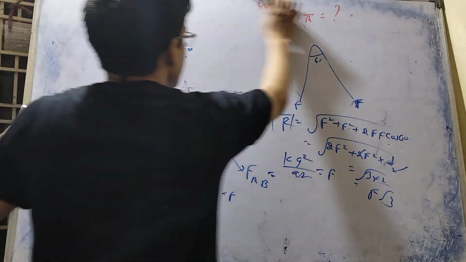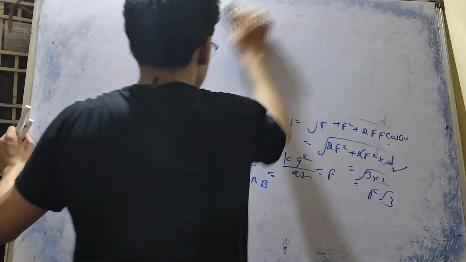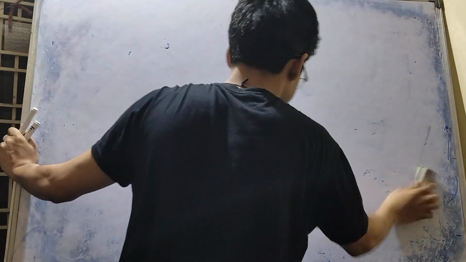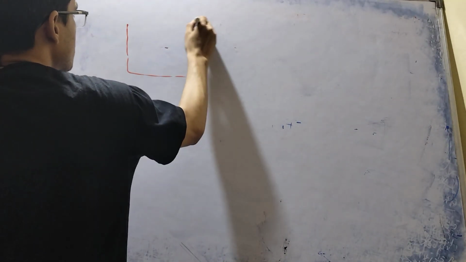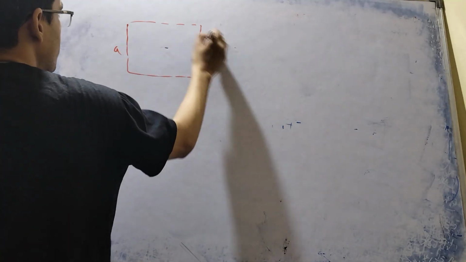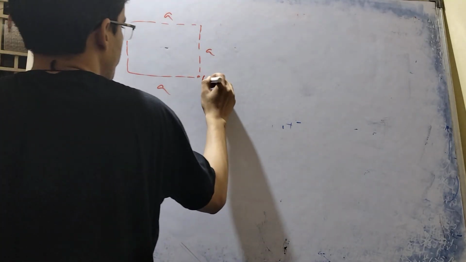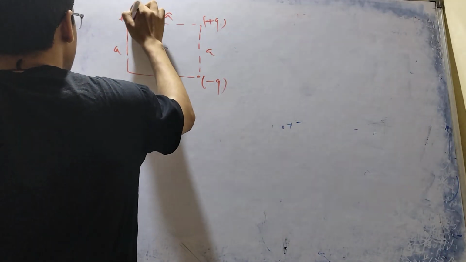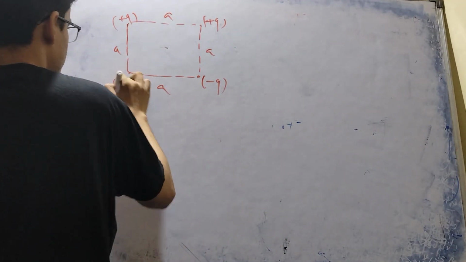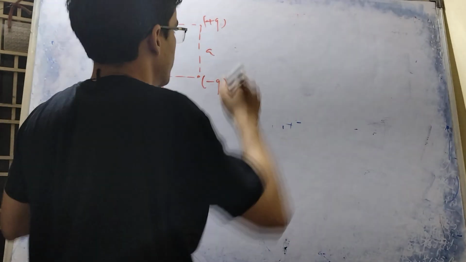Now I am asking another question of you. How can you solve this question? See. Now we have one square. This is square. A side length. Here minus Q percent. Here plus Q percent. Here plus Q percent. Here plus Q percent. Right, correct? What is question?